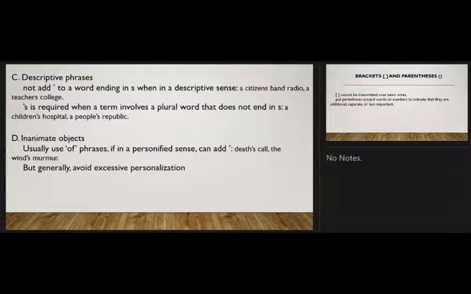Third, when an apostrophe is used with inanimate objects, we usually use of phrases to describe it, but in a personalized sense, we can also add an apostrophe, like the death's call, the wind's murmur. But generally, we try to avoid excessive personalization.